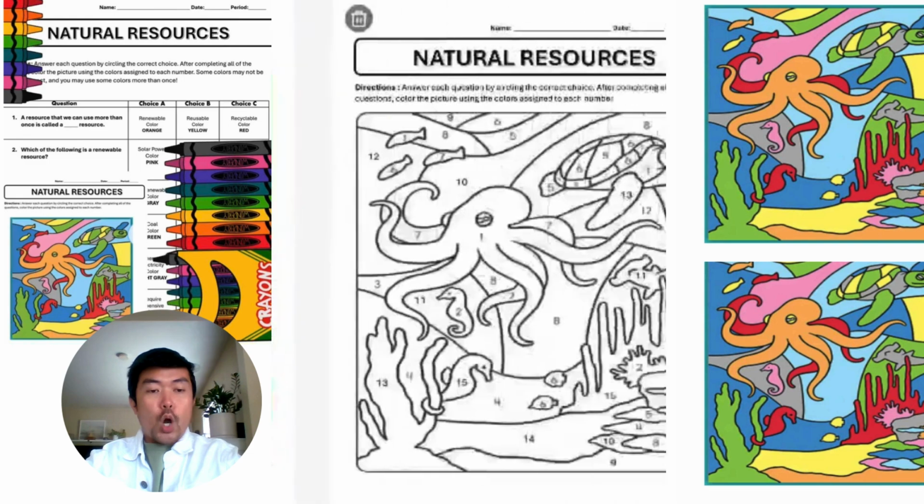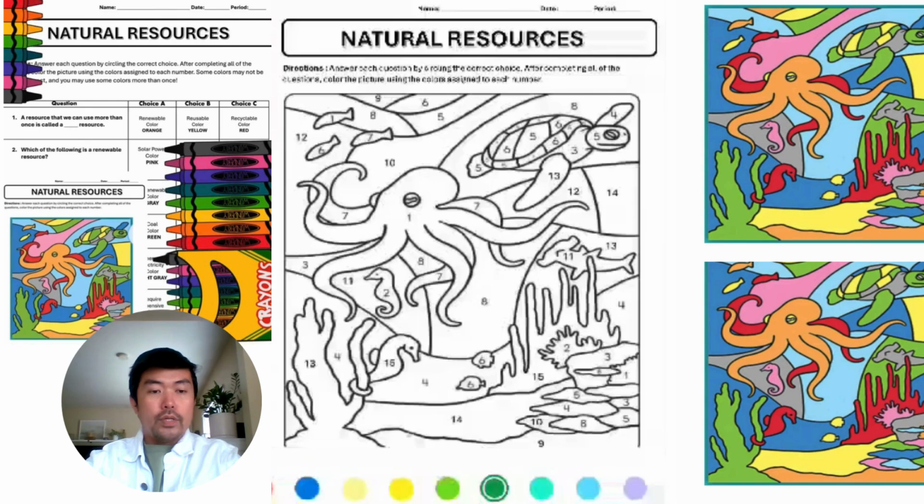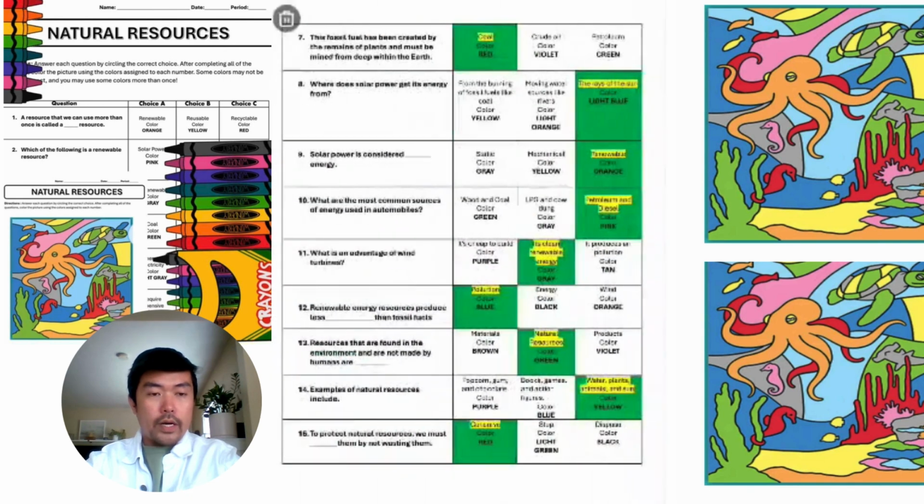back. And the drawing is also number coded. So the number there represents the color that they need to put on the drawing. So say for example, for question number one, it was choice A and the color there is orange. So they will color the entire number one with orange. So you will look for all number ones there and you color it with orange.